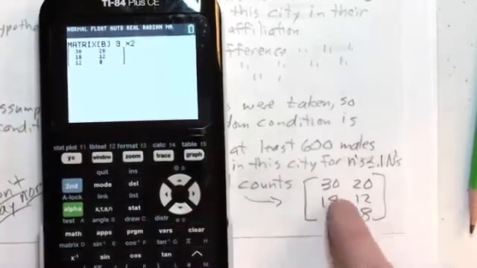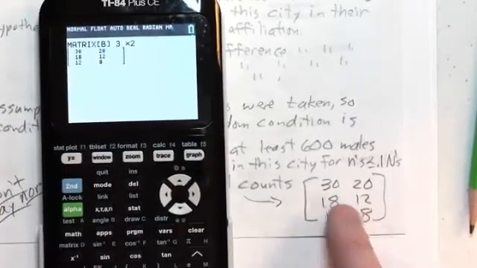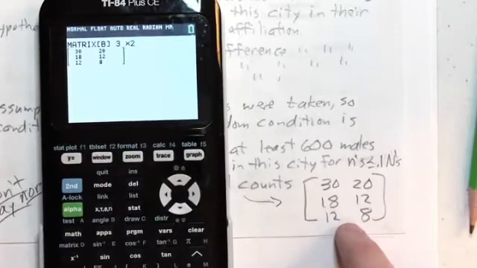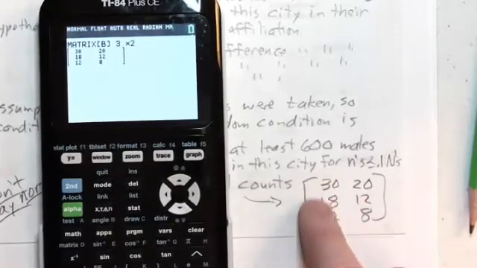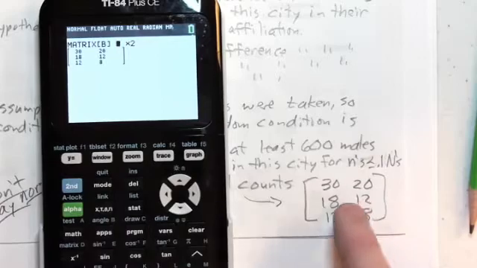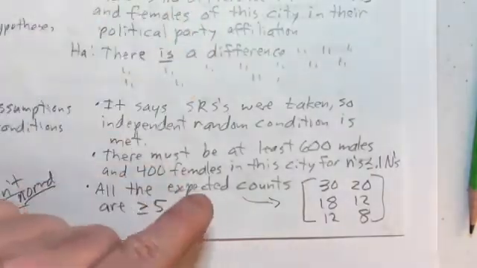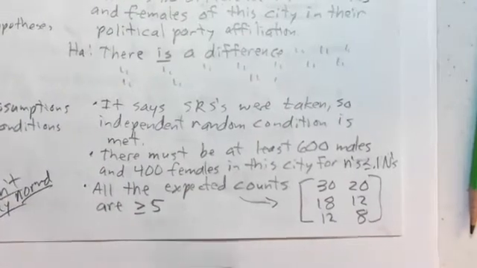Now, most of the time your expected values are going to have decimals. Don't round them to the nearest integer. In this case, it just happened that they're integers, which is a little unusual. But you have to write down your expected counts there, unless they're written someplace else, like in the stem of the problem. You'd say, all the expected counts written above or written in the problem are greater than or equal to 5.